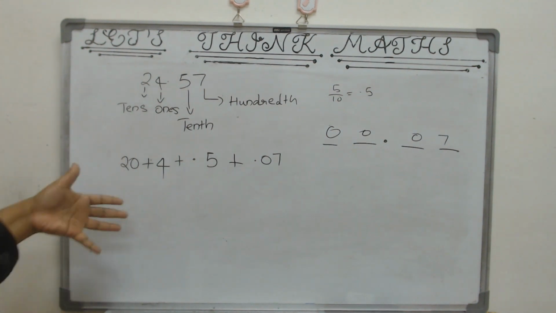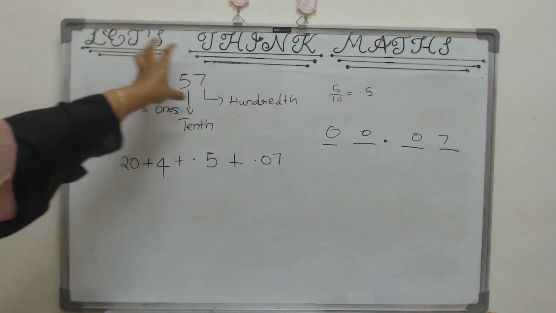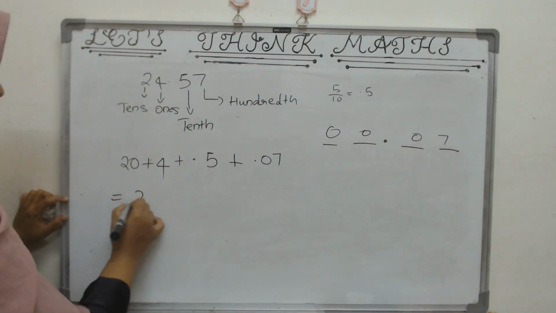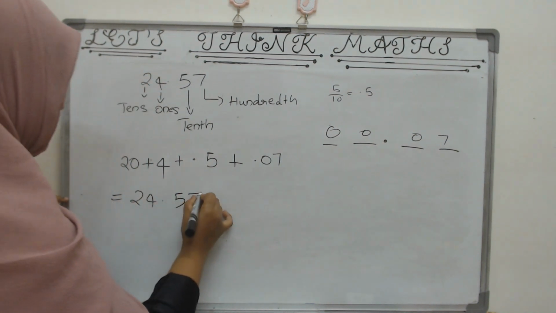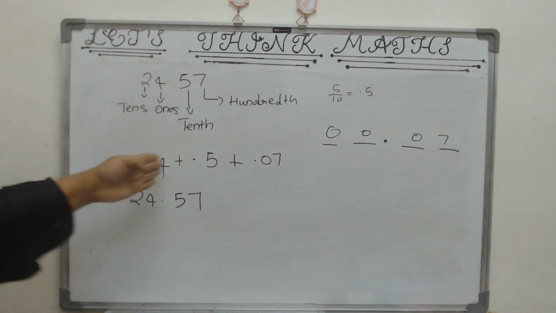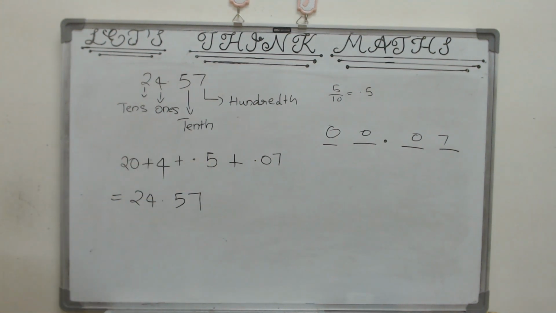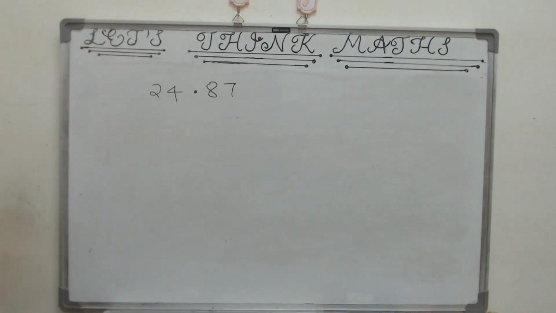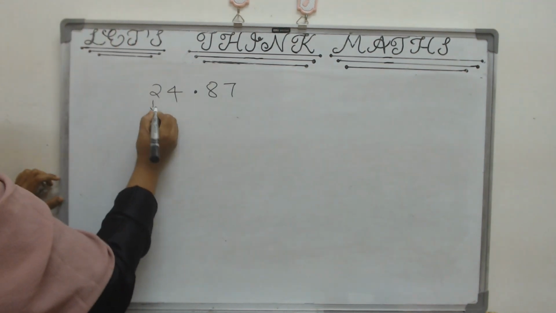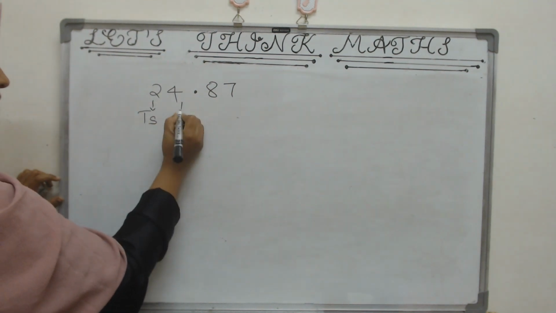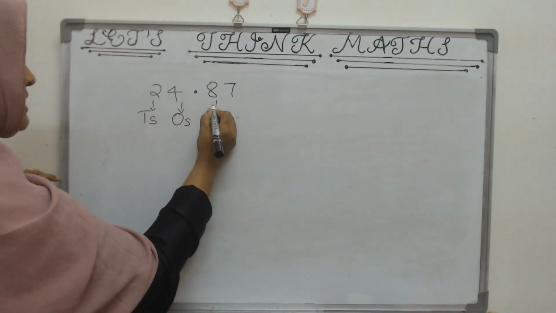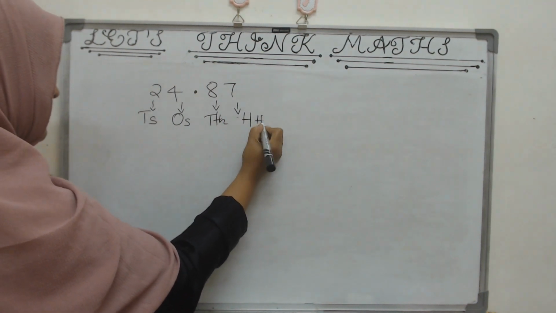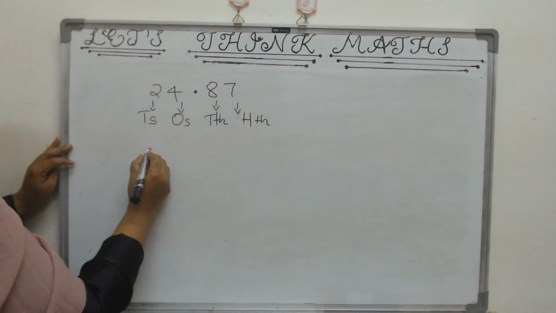So the expanded form of a decimal means how to write this decimal number as a sum of the place values of its digits. You understand that? Let us see one more example. Now what is the place value of this? This is tens. This is ones. This is tenth. And this is hundredth. So how do you expand them?